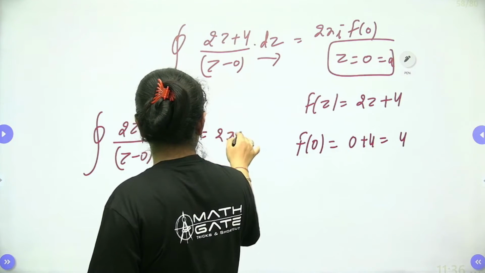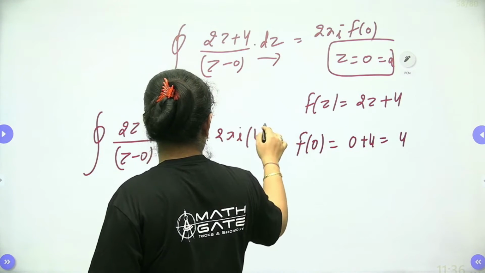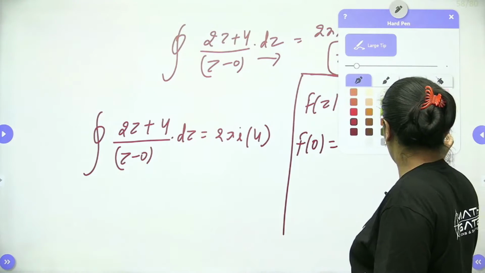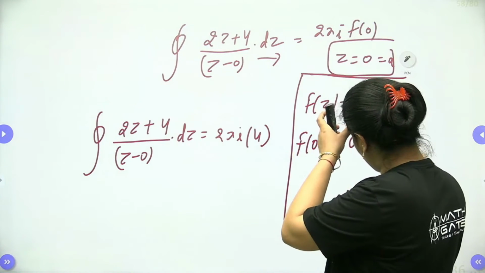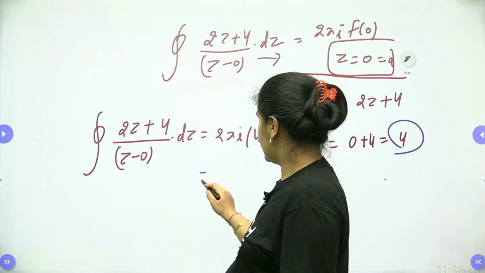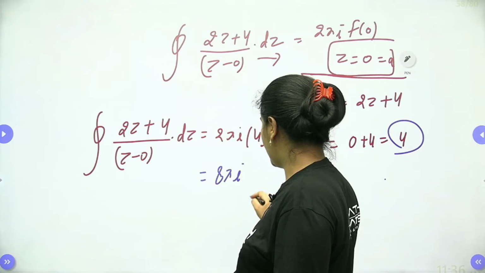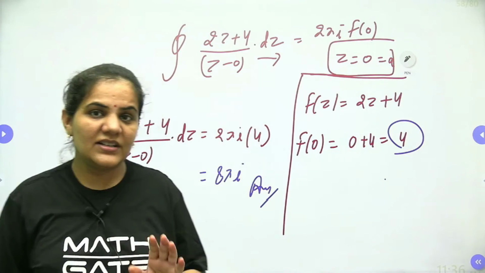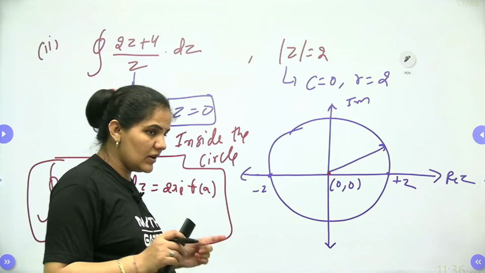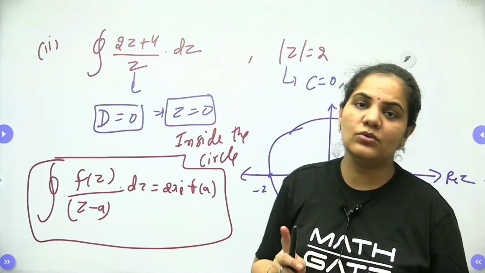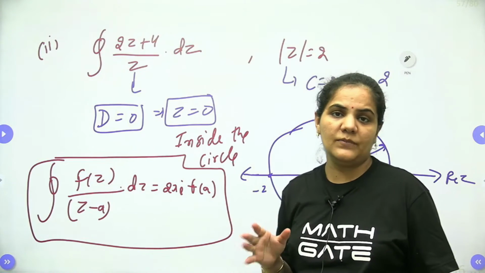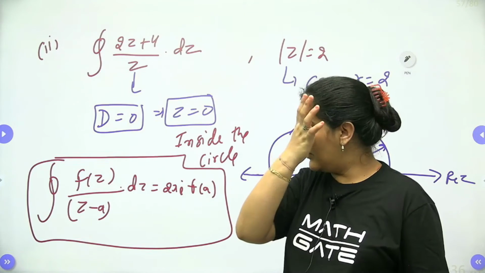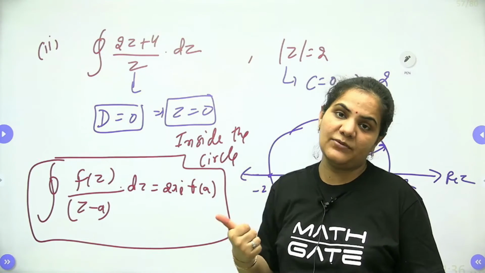When you approach the solution, this is f(z) by (z minus a) into dz. The result will be 2 pi iota into f of a, right? So it will be 4 only. Hence the final answer will be 8 pi iota. This will be the final answer. Is it clear, guys? Now let me tell you one more time. If you feel any difficulty, you have to follow the steps only. The first step is that you have to identify f(z) from the given question, right?